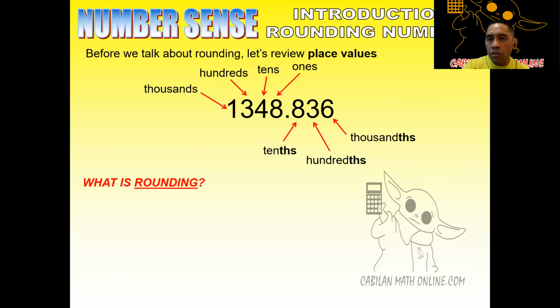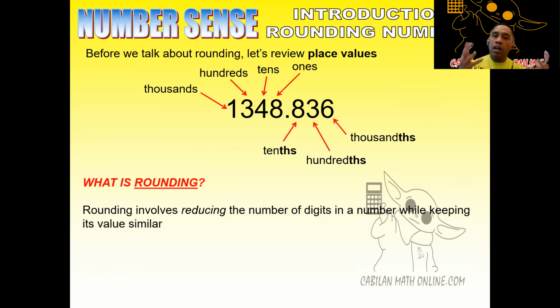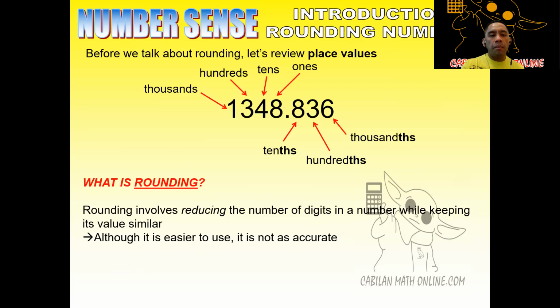The purpose of rounding again is to take a very large or large-looking number and reduce it by rounding to make it smaller. And even though that sounds like a good thing, what often happens is that the accuracy of the number actually decreases, depending on what it's used for. It says here, rounding involves reducing the number of digits in a number while keeping its value similar. As I mentioned earlier, even though numbers will be easier to read, it's not as accurate as you would like it.